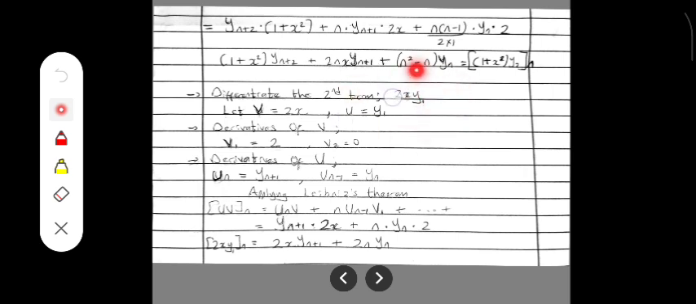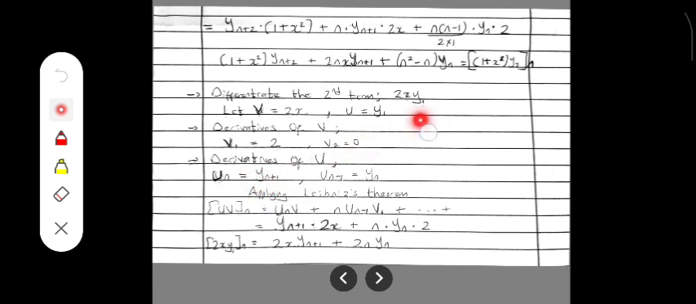So for this function now, our v is equal to 2s and our u is equal to y subscript 1. So writing out the derivatives of v, our first derivative is equal to 2 and our second derivative is equal to 0, since 2 is a constant. So we can just stop at v subscript 1.